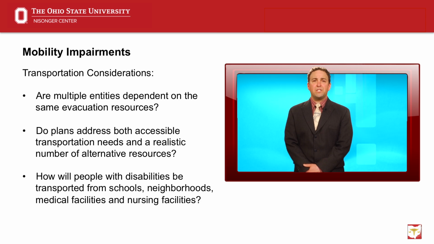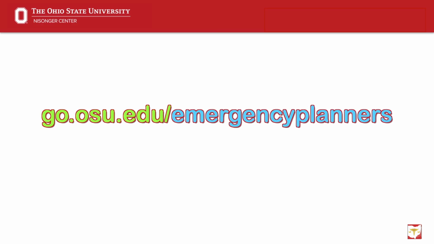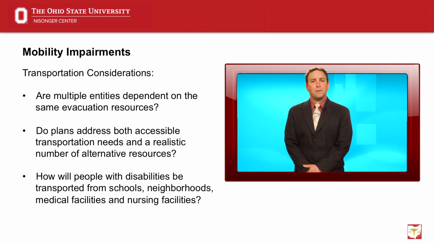As you update your emergency plan, consider the following questions regarding transportation. A list of these questions can be found on our resource page at go.osu.edu/emergencyplanners. Are multiple entities dependent on the same evacuation resources? Do evacuation plans address both accessible transportation needs and a realistic number of alternative resources? How will people with disabilities be transported from schools, neighborhoods, medical facilities, and nursing facilities?